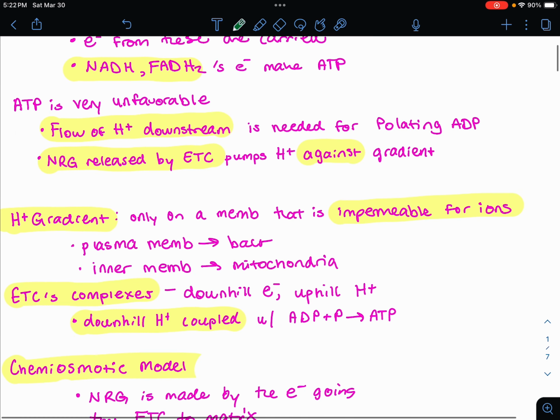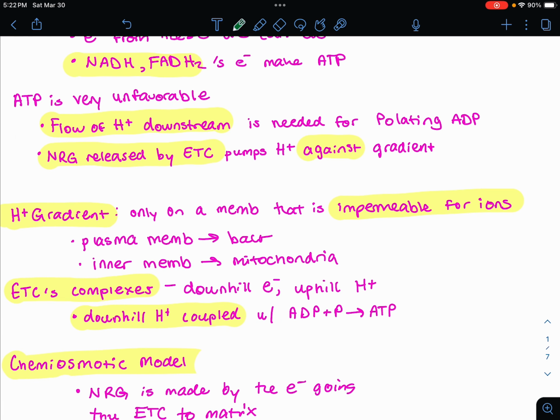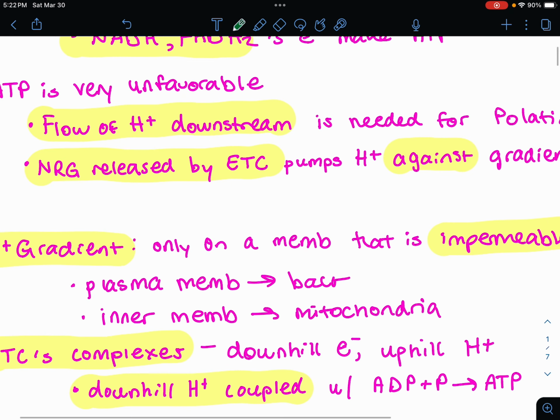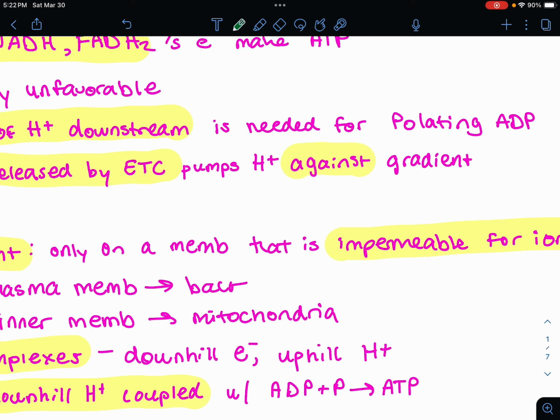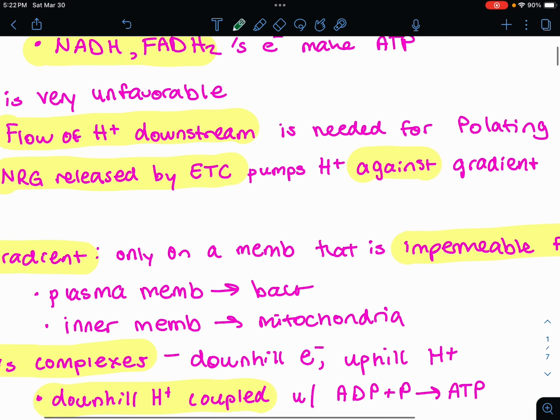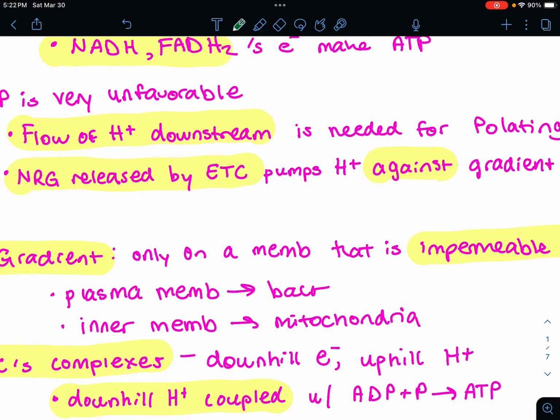The process of ATP being formed from ADP and Pi is very thermodynamically unfavorable. So you need to actually couple it with something that will generate some energy. Therefore, we take the flow of H+ downstream as the force to cause this phosphorylation of ADP. And then the energy released by the electron transport chain pumps out these hydrogens against the gradient.